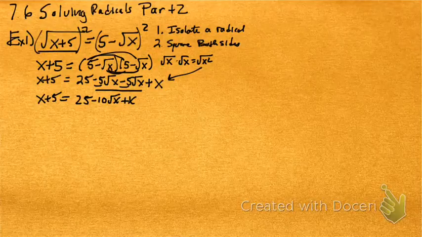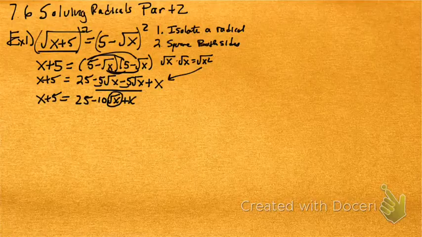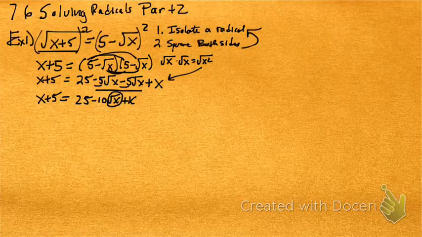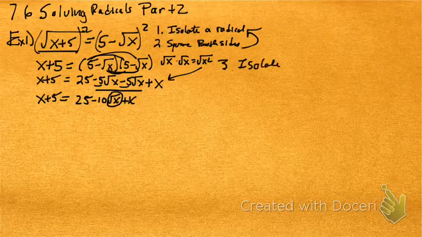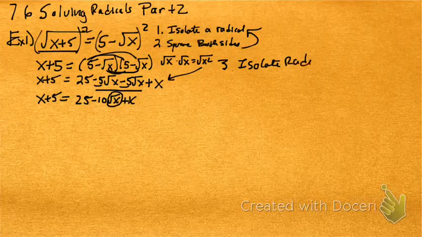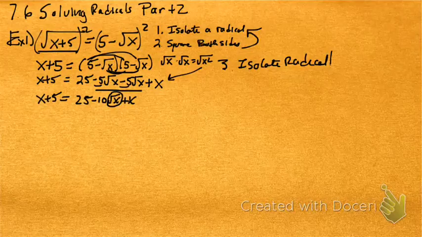So we've just squared both sides. Notice, this is a little different than the other examples because we still have a radical in our equation. So we have to do the same step again. I'm going to go back to step 1 and isolate the radical again. So really my third step is to isolate the radical again. That means I'm going to subtract 25 from both sides and subtract an x. Let's just do both at the same time.